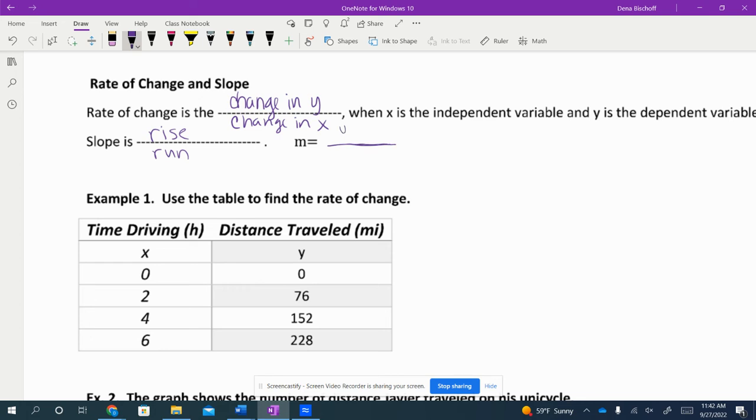M equals y sub 2. So that little 2 is written lower than the y. Y sub 2 minus y sub 1. So it's like the reverse of an exponent. It's down low. Over x sub 2 minus x sub 1.